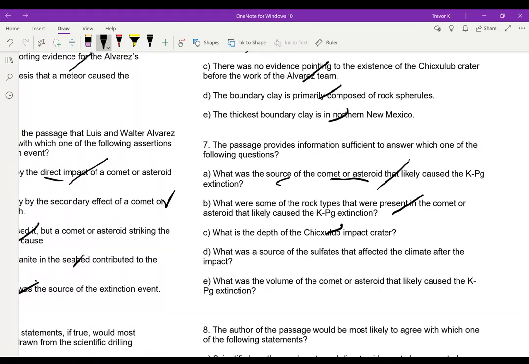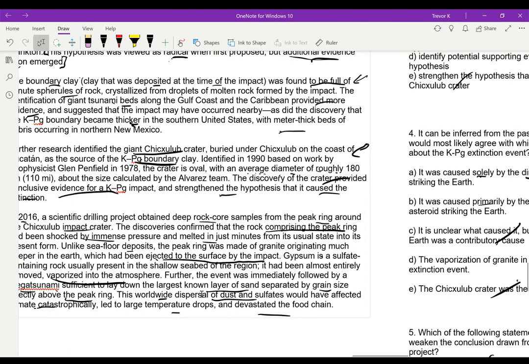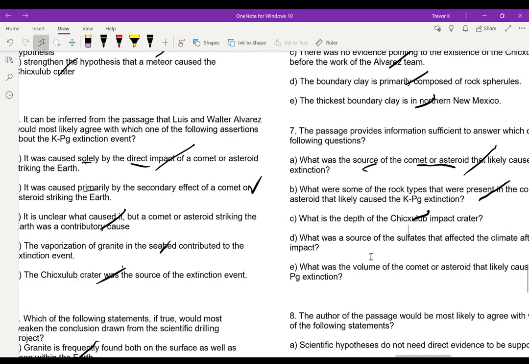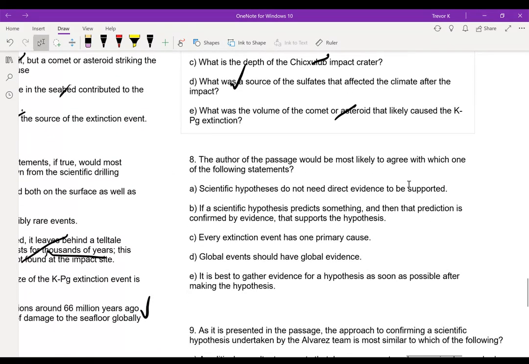What was the source of the sulfates that affected the climate after the impact? I think we get that. Sulfates. Okay. Gypsum is a sulfate-containing rock. All right, that was where the sulfates were from. All right, this one looks pretty good. Volume of the comet or asteroid. Again, I just don't think we get much information about that.